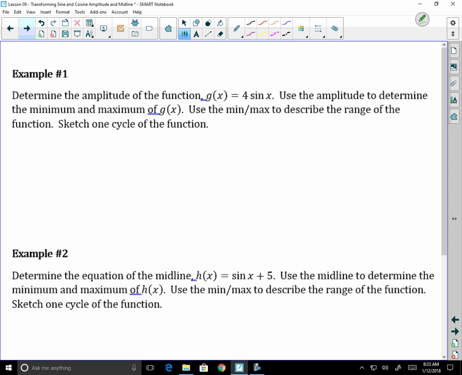So here is an example. It says determine the amplitude of a function where g of x has a value of 4 sine of x. This number here, that's the amplitude. So now I know the amplitude is 4. Since there's nothing added to the sine of x, I know the midline is going to be 0.